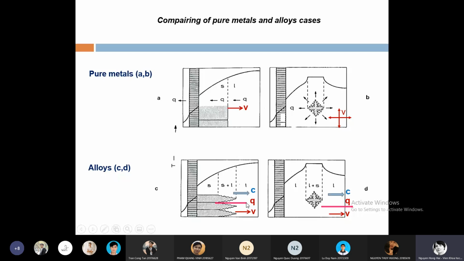In this case, we have the Q in the upper part. You can compare the solidification in the pure metal and alloy. So in these three cases, we have the solidification structure, and mainly it is the dendrite. In this case, we have nothing. There is no solidification structure in this case. It's the case of pure metal.